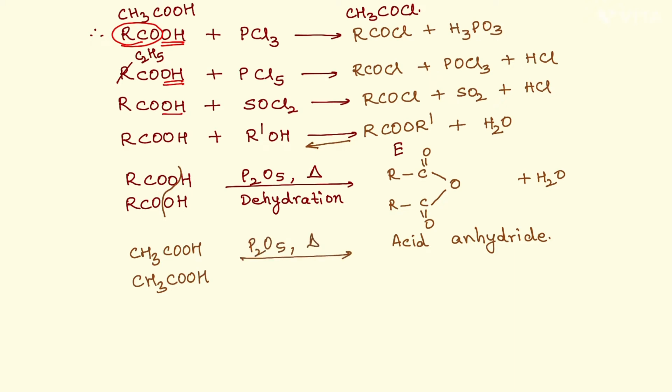P2O5, heated dehydration. What will be the product formed? Yes. Again, how do we name it? It's an anhydride from ethanoic acid, hence ethanoic anhydride. Simple. And what will be the structure? CH3CO, CH3CO and O, and of course water is eliminated. Easy.